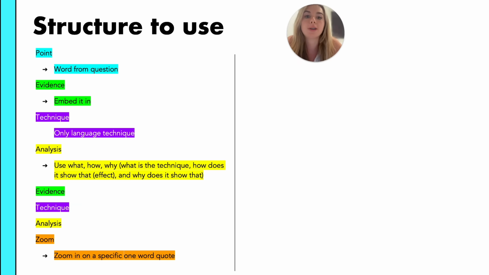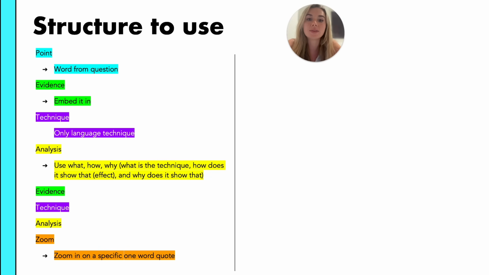So what we want to do for this question is firstly have our point. Point means we want to have a word from the question. Whatever the question is asking, like, how does the writer use language to describe the T-Rex? We want to make sure we're including words about the T-Rex, because that is our point. Then our evidence, we want to embed it in, which means we don't want to say this is shown by the quote. We want to avoid that completely for language. We just want to embed it in.